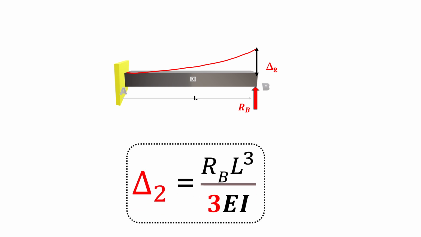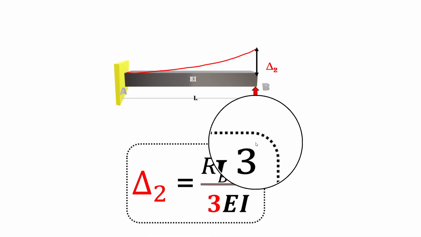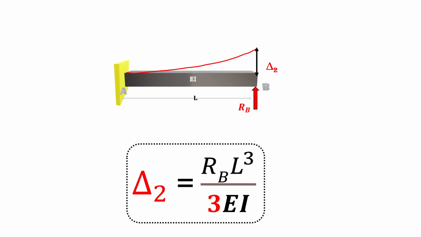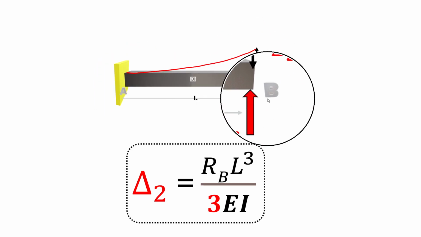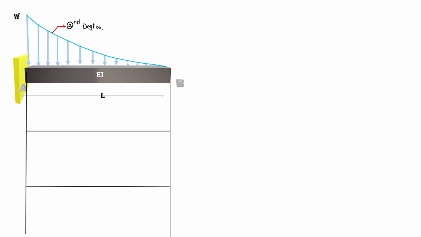So if we just move to the calculation of delta 2, because that's pretty easy and any engineering student knows that's RB L cubed over 3EI, or you can just go to the references to easily find the delta for a single load on a cantilever beam, either upward or downward. And now let's jump to the calculation of delta 1 for our cantilever beam with a spandrel loading, or second degree loading.